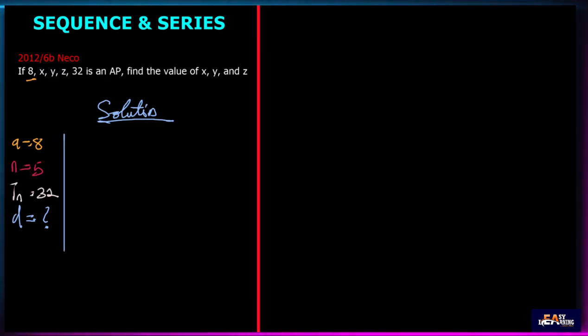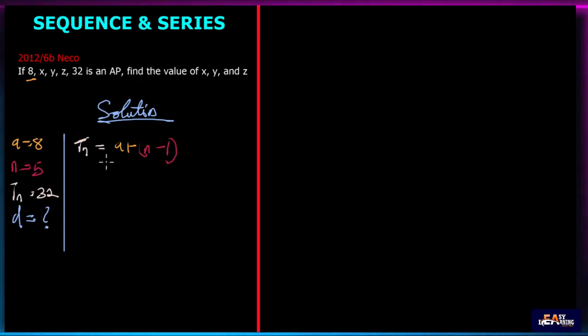Let's use the formula: Tn equals A plus, open bracket, n minus 1, close bracket, multiplied by D.